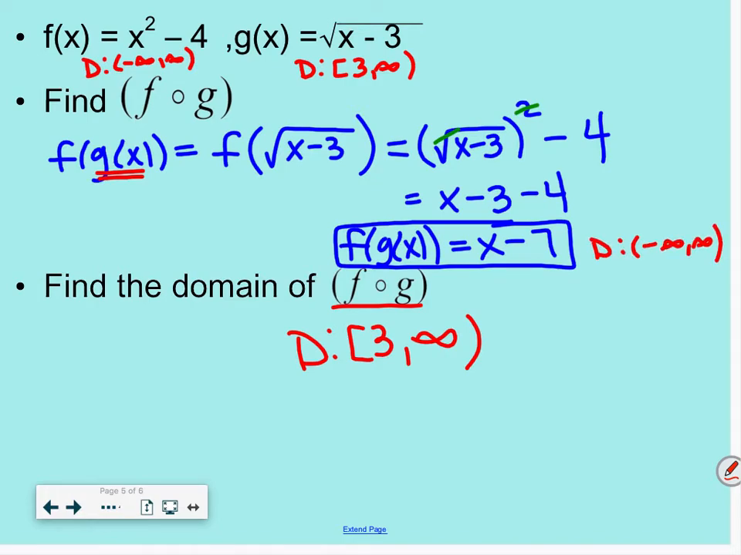So essentially, you want to look at the domain of the inside, the domain of your results, and then see where they overlap. Really, that's the only new thing that we've done today. However, some of us do need some more practice on our algebra with composition. So this will be a good assignment to get that practice in.